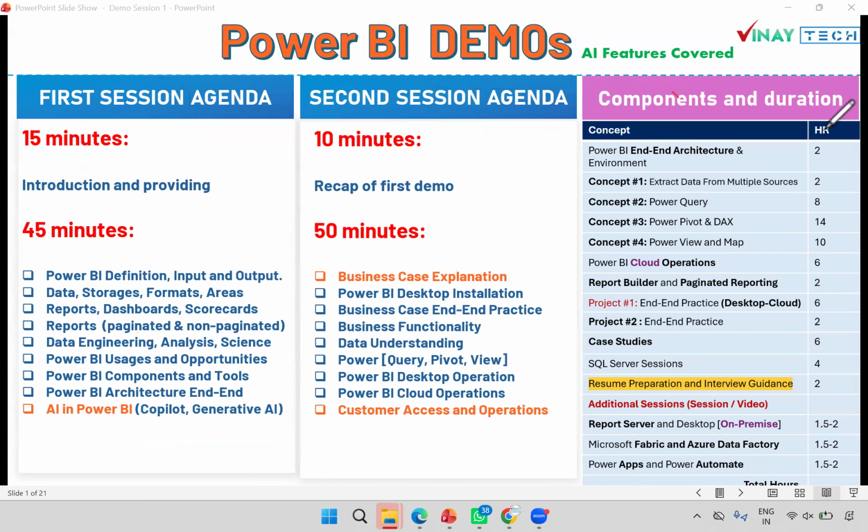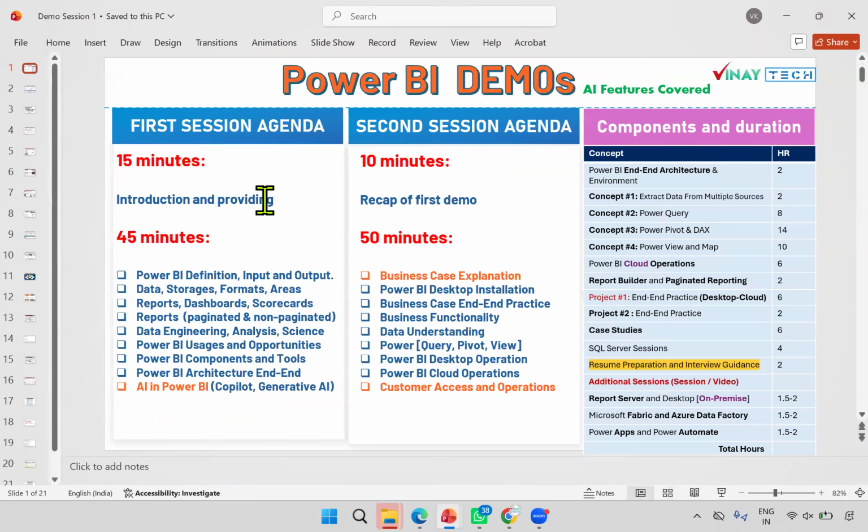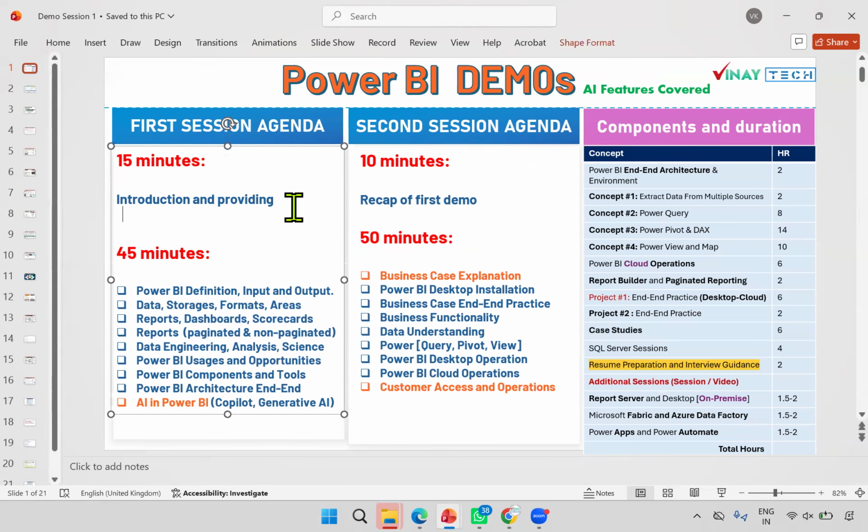Power BI component-wise, how long I'm taking, I clearly mentioned here. We'll come back to this once the first demo is completed, and even after the second demo is completed, two times. Right, what is the first part? Know your organization, know your institute. Introduction part. This is basically for knowing your trainer, institute, and providings.